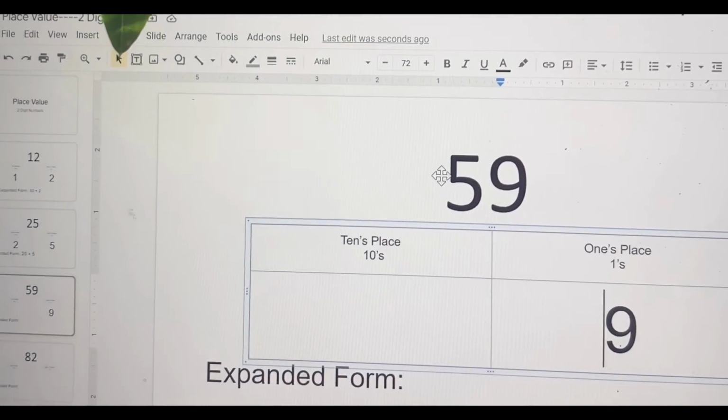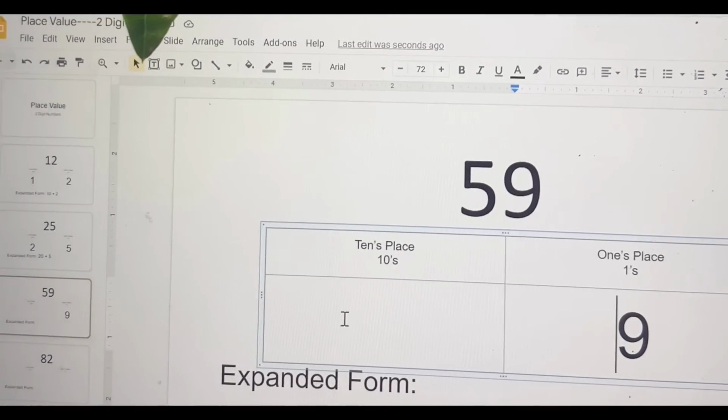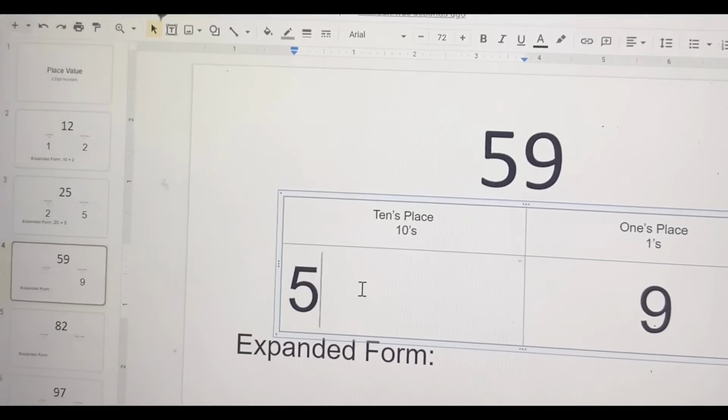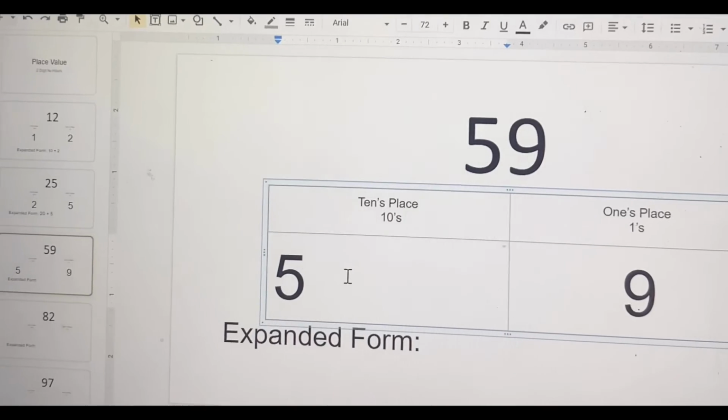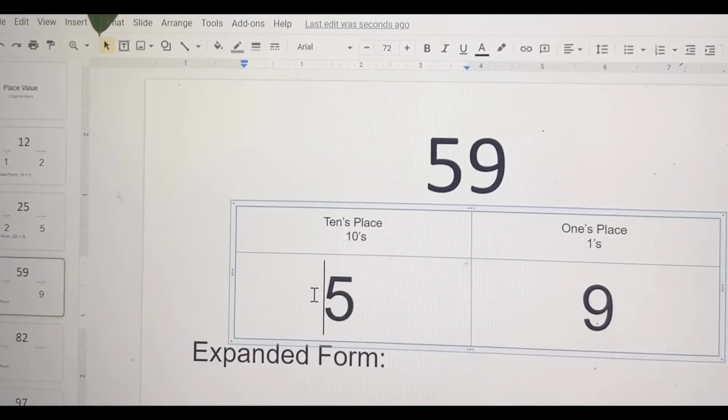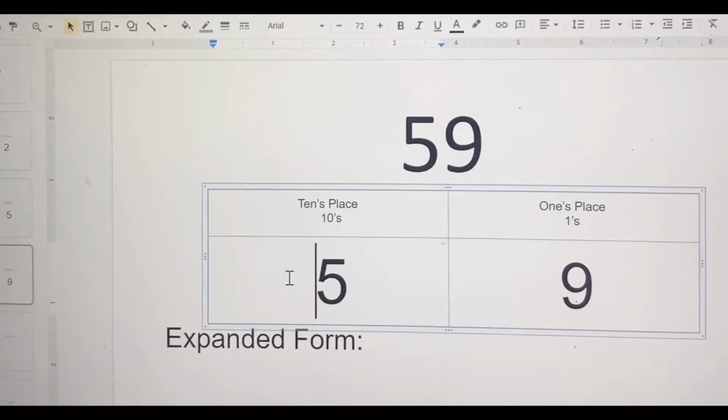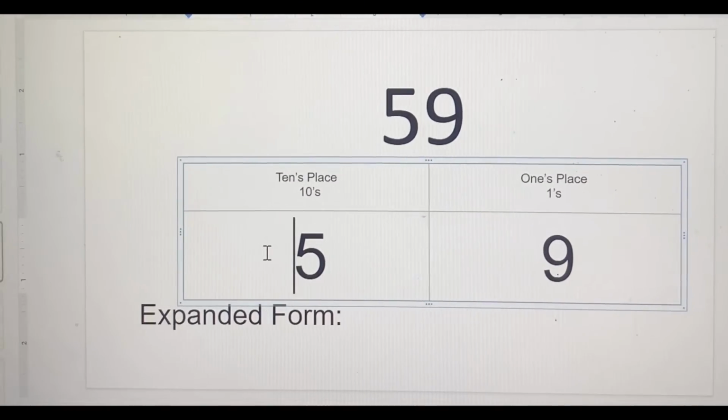And in the number 59, there are 5 tens. So 5 will be the number in the tens place. All right, stay tuned for the visual. All right, so in the number 59, we have 9 ones. So I'm going to bring 9 ones out here.